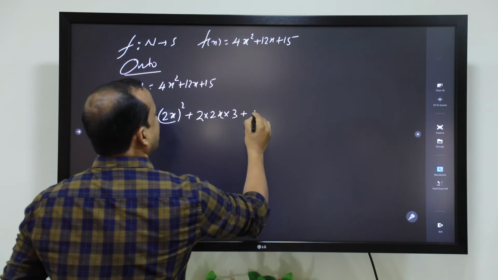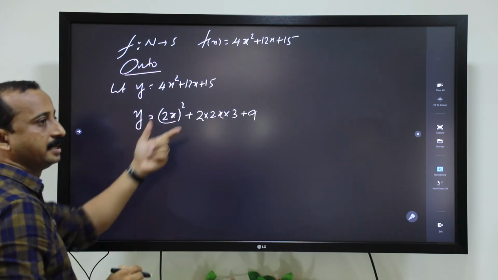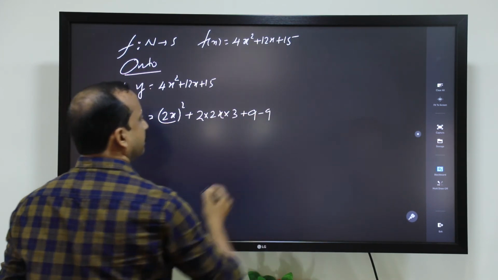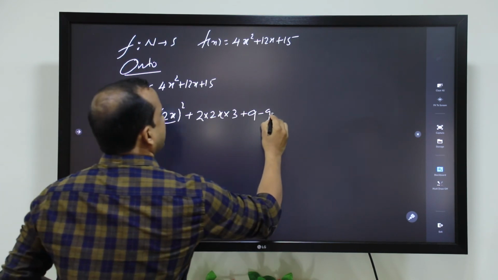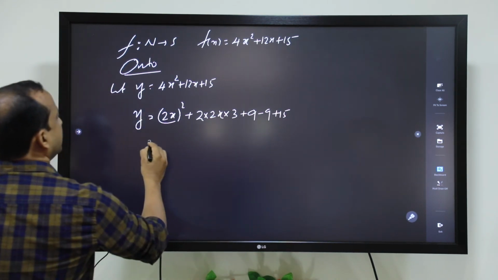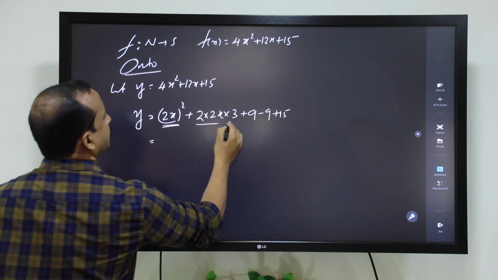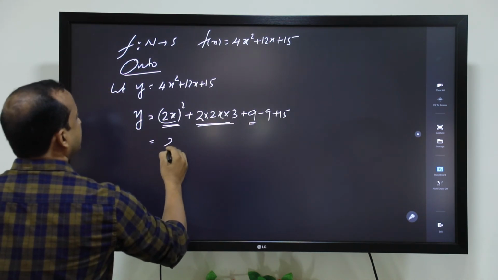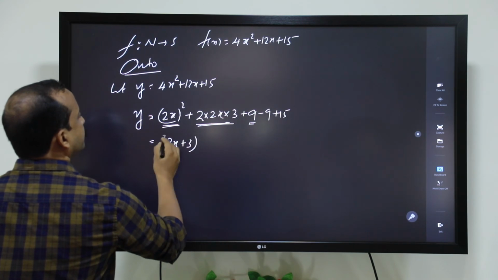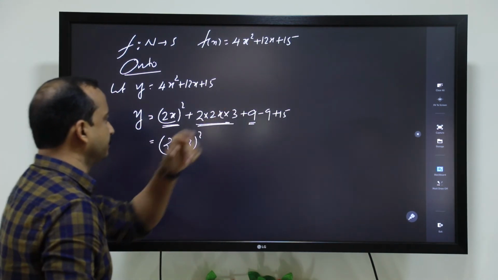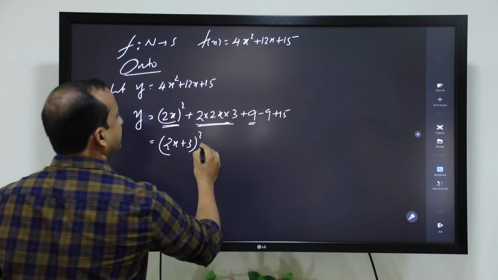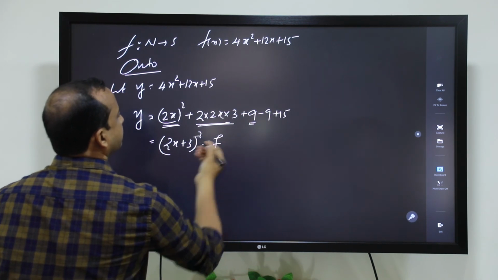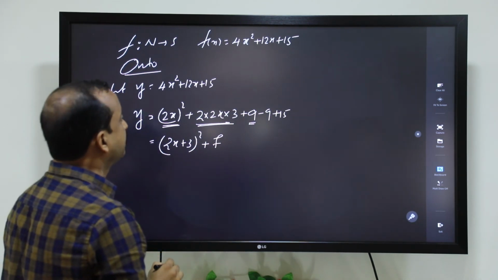Then b squared, that is 3 squared, that is 9. Just to balance, we add 9 here and subtract 9 here. Then plus 15. That is (2x) squared plus 2 into 2x into 3 plus 9, which is a squared plus 2ab plus b squared, so it can be written as (2x plus 3) the whole squared. Then minus 9 plus 15.